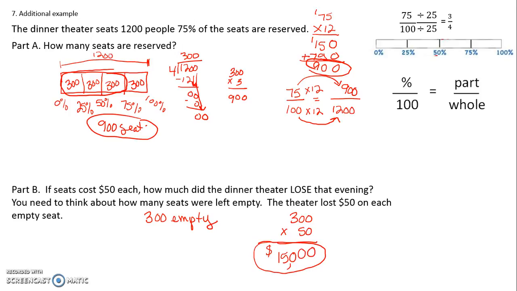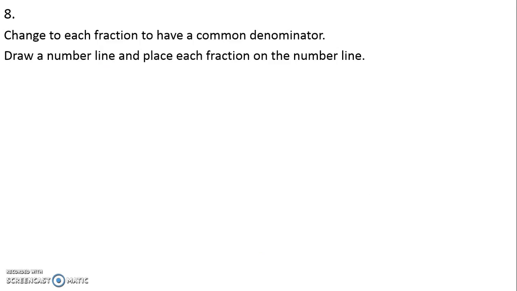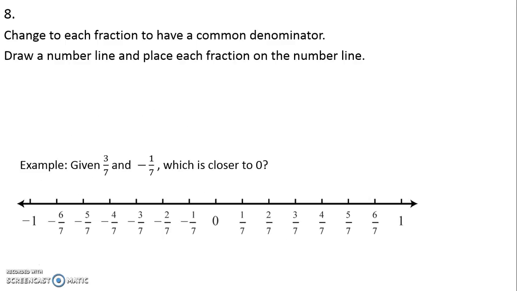Let's take a look at number 8. The hint for number 8 is change each fraction to have a common denominator, draw a number line, and place each fraction on the number line. So I'm just giving you a number line that's broken into sevenths. The question gives you a series of fractions and asks which is closest to 0.